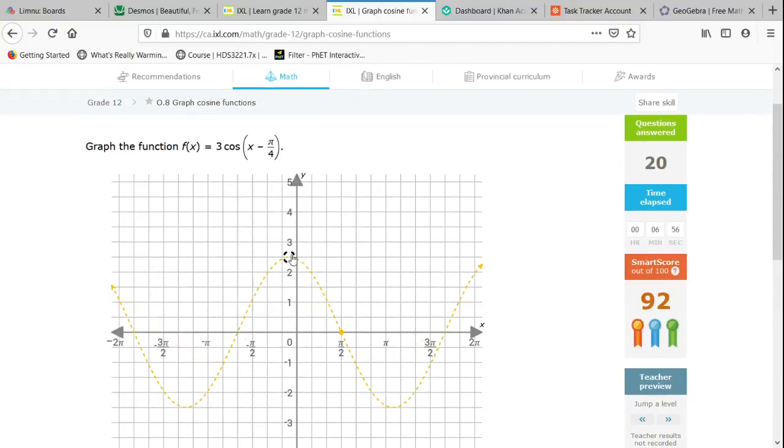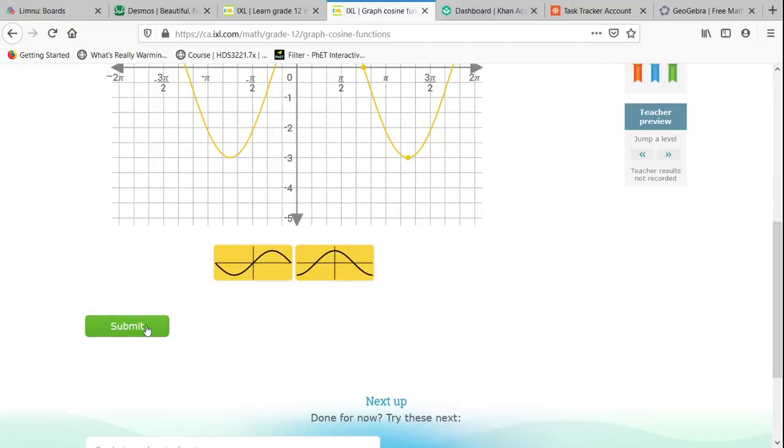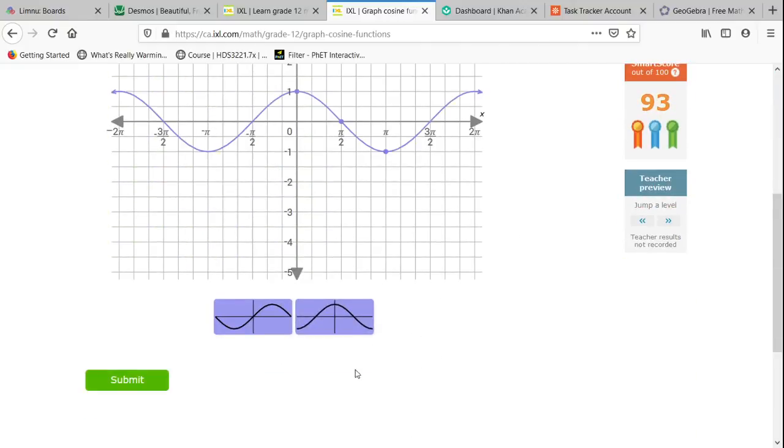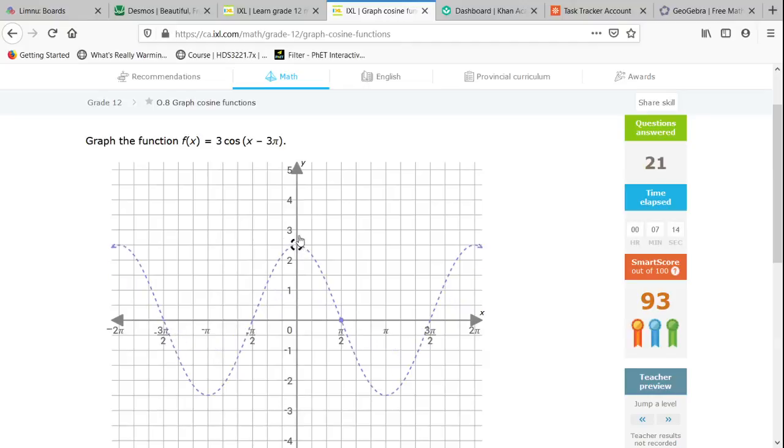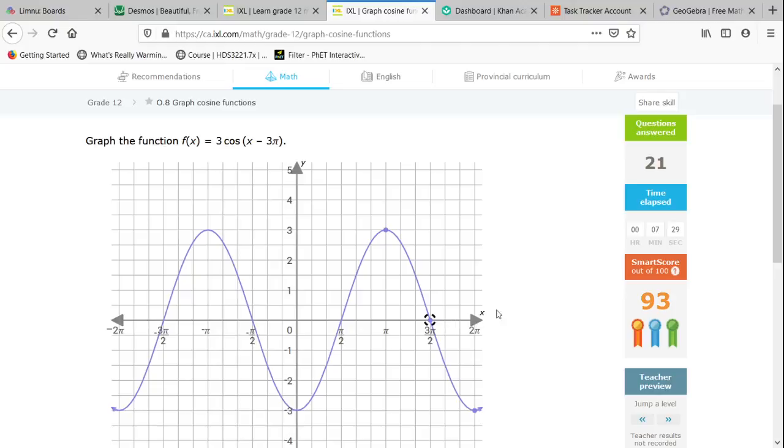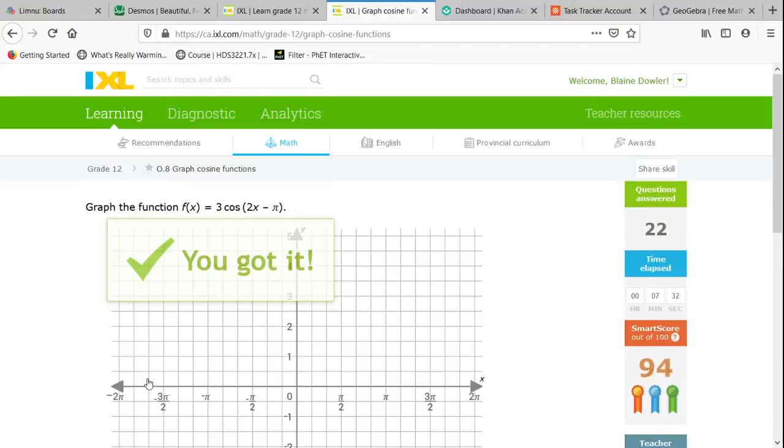And again, we have an amplitude of 3 and a phase shift of pi over 4 units right. On this scale, that's going to be 1.5 boxes. So that's here. Now an amplitude of 3 and a phase shift of 3 pi units right, which is the same as a phase shift of pi units right because we have a period of 2 pi. That's the only way we're going to get this whole thing to fit on the graph.